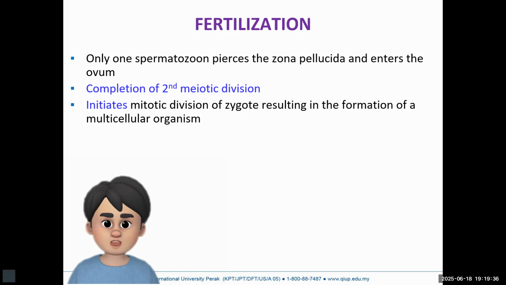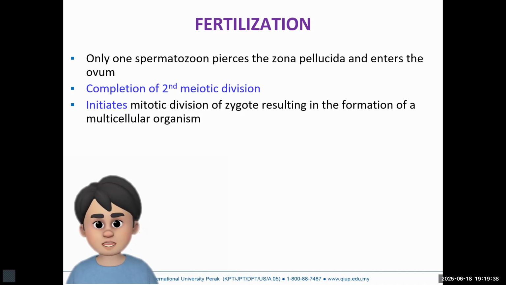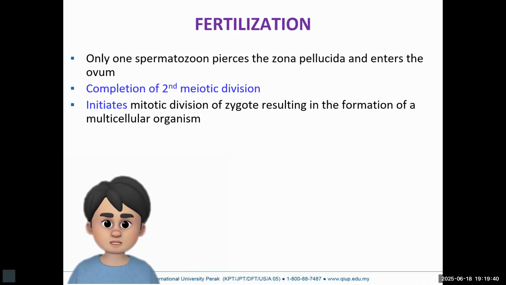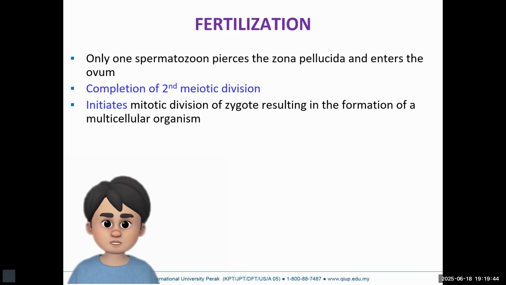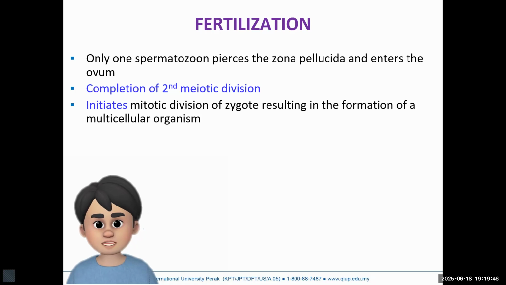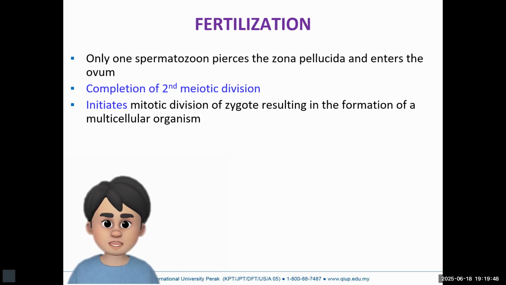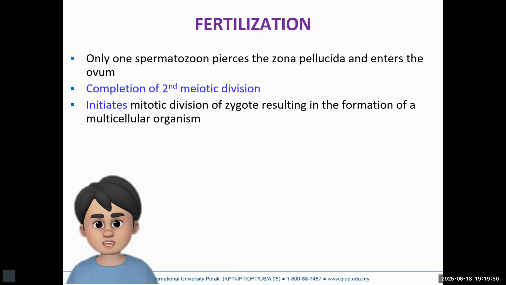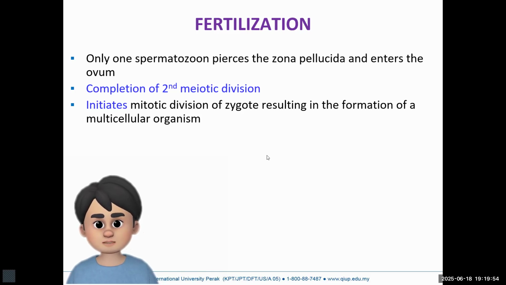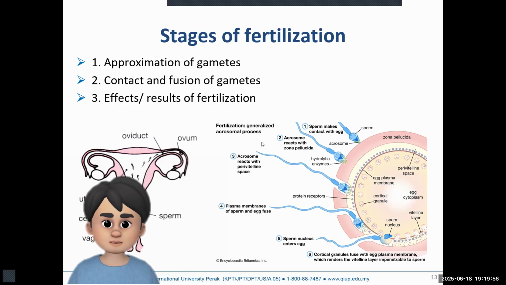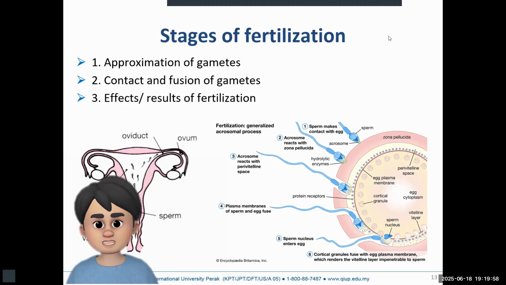The acrosome is a cap also. The acrosome releases those enzymes, which dissolve the zona pellucida and enter the ovum. After entering the ovum, only then the second meiotic division takes place. It initiates meiotic division of the zygote, resulting in the formation of a multicellular organism. That means us, right?